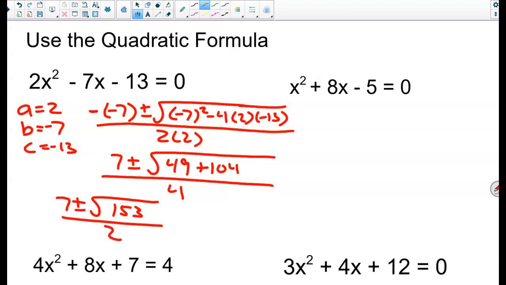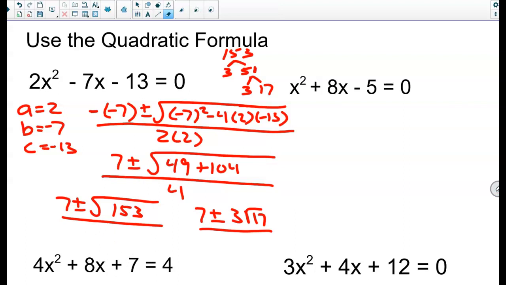Now with the 153, you have to try and break it down. 3 goes into this 51 times, and 3 goes into 51 17 times. So this answer becomes 7 plus or minus 3 root 17, put it over 2. Should be over 4. Over 4.